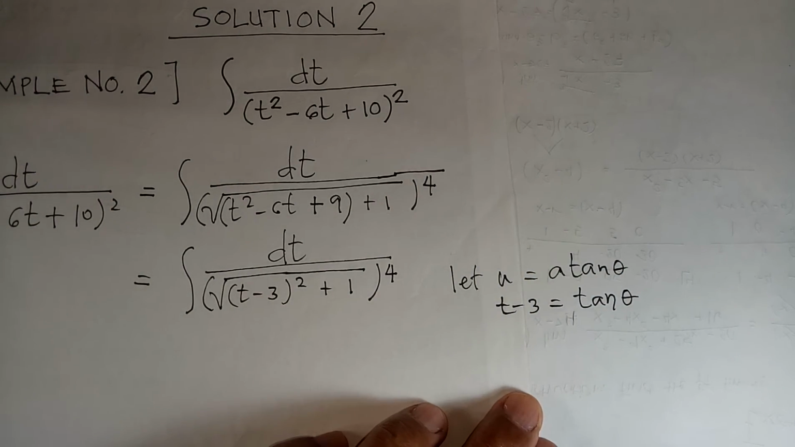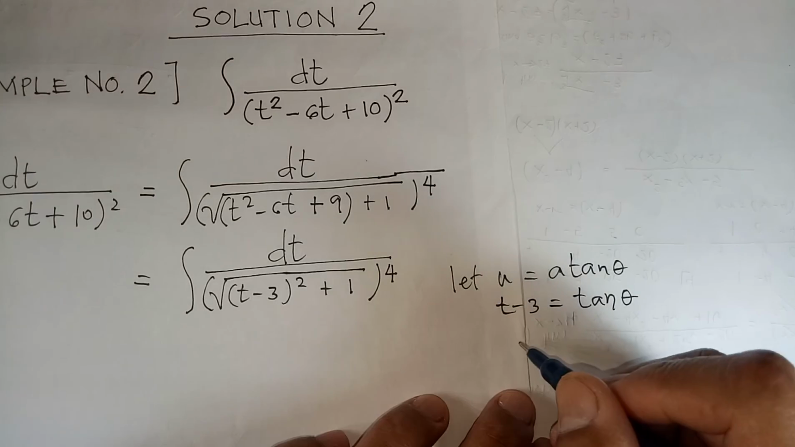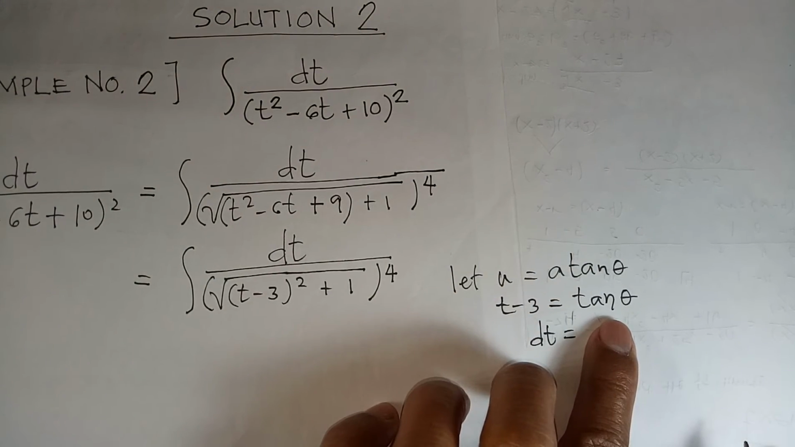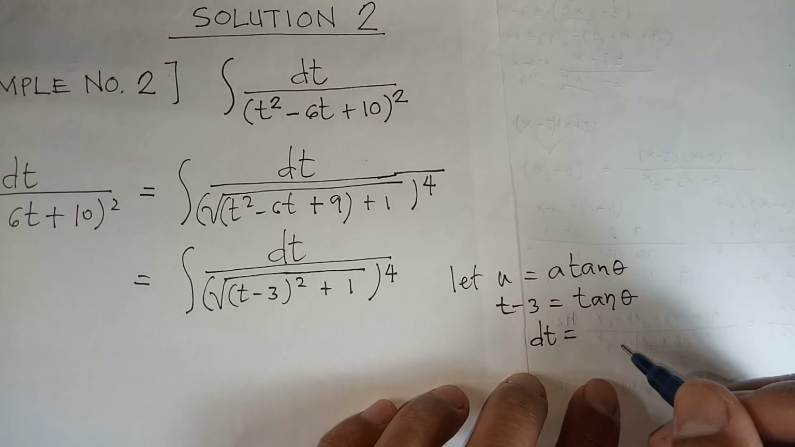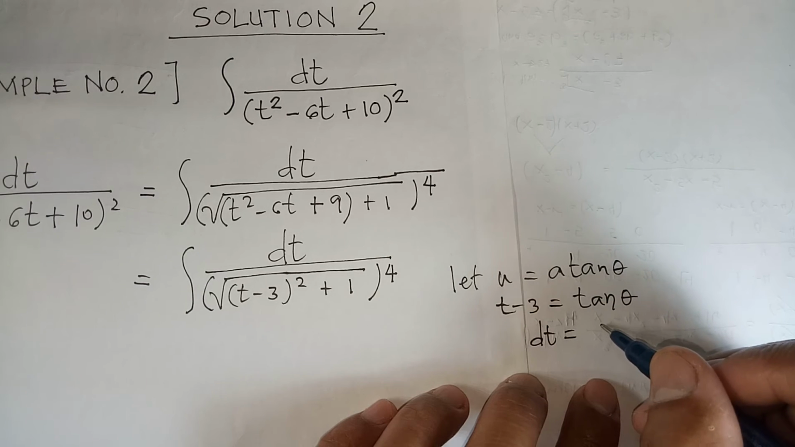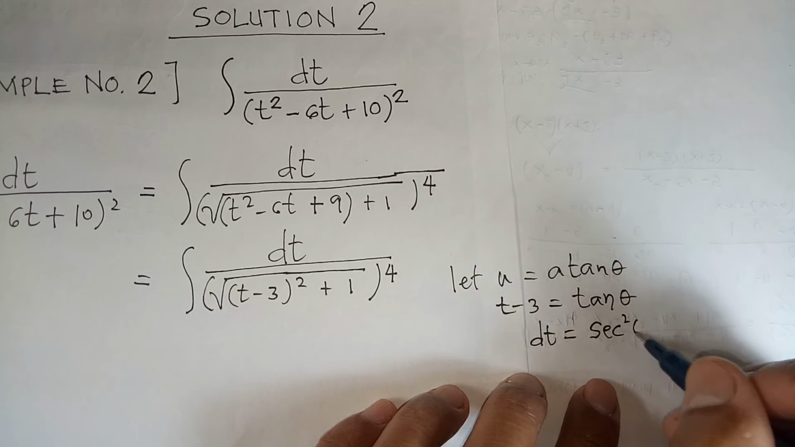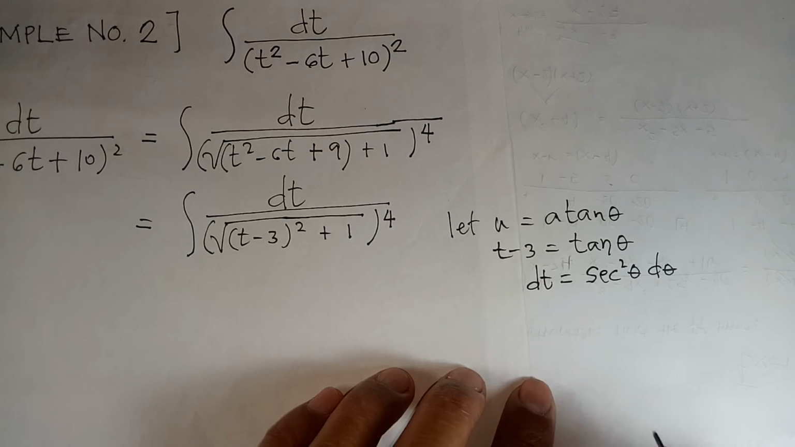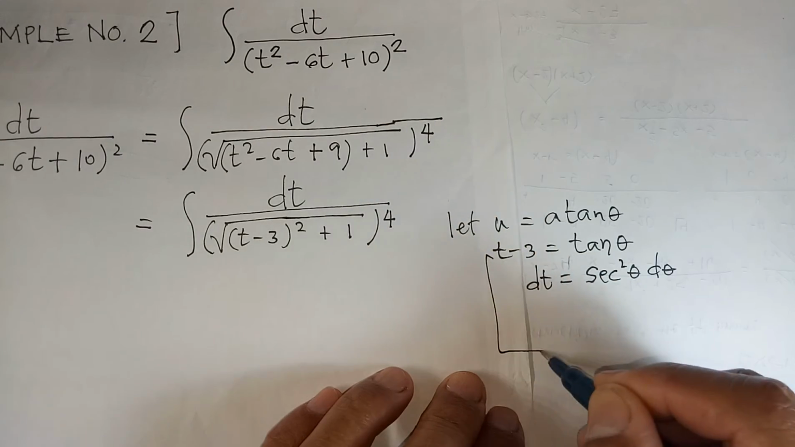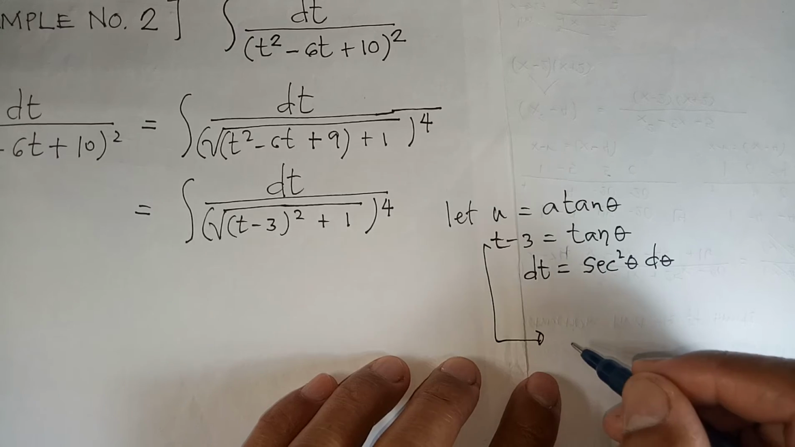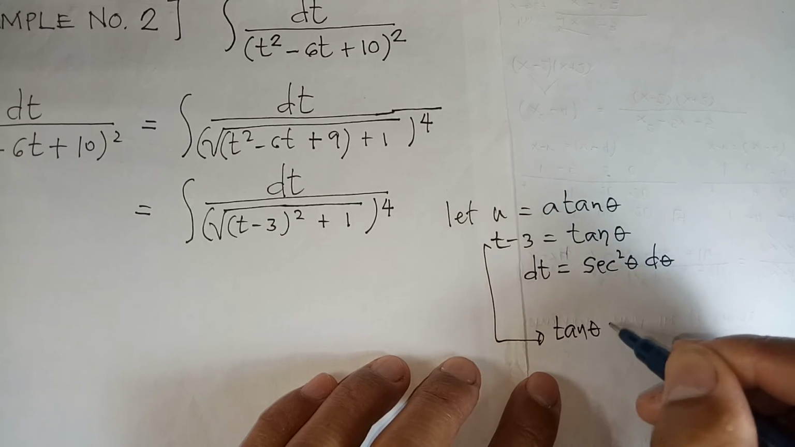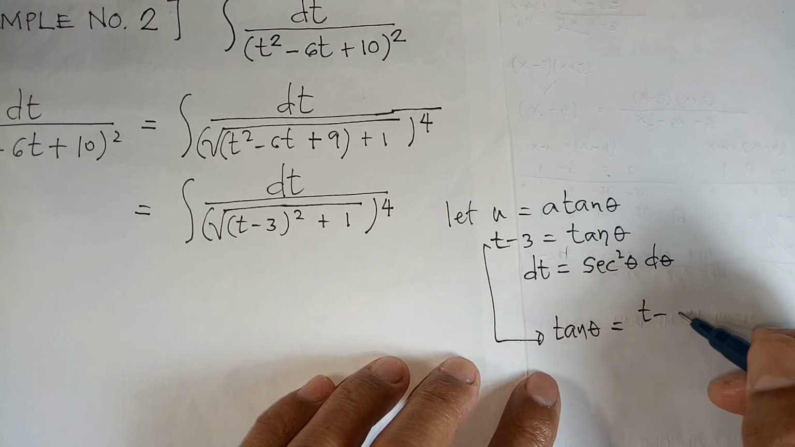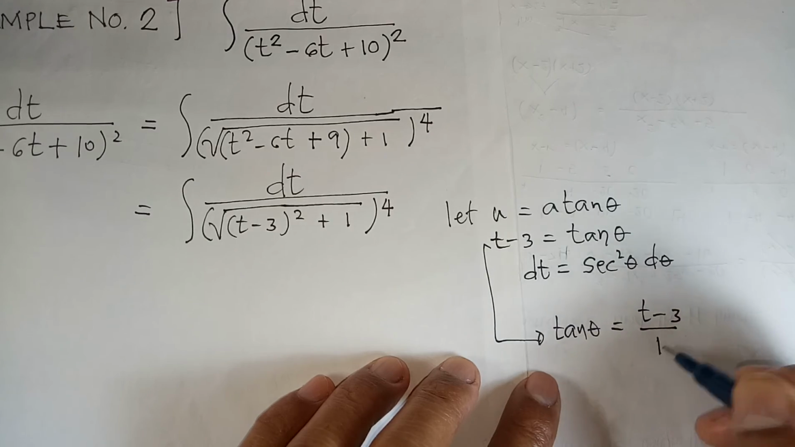Okay. Kaya rin kukuha tayo ng derivative both sides. So, derivative of t minus 3 is dt. Derivative of tangent of theta is the secant squared of theta d theta. So, secant squared theta d theta. Okay. At from here, ibig din sabihin nito, tangent theta equals t minus 3 divided by 1.